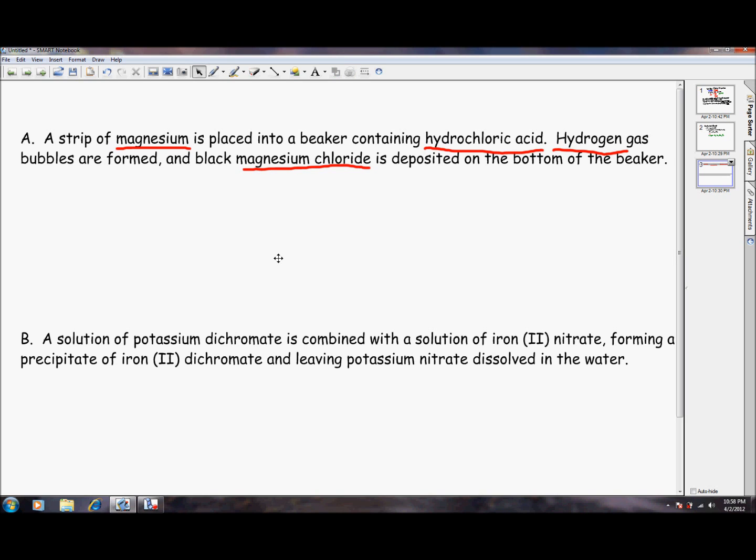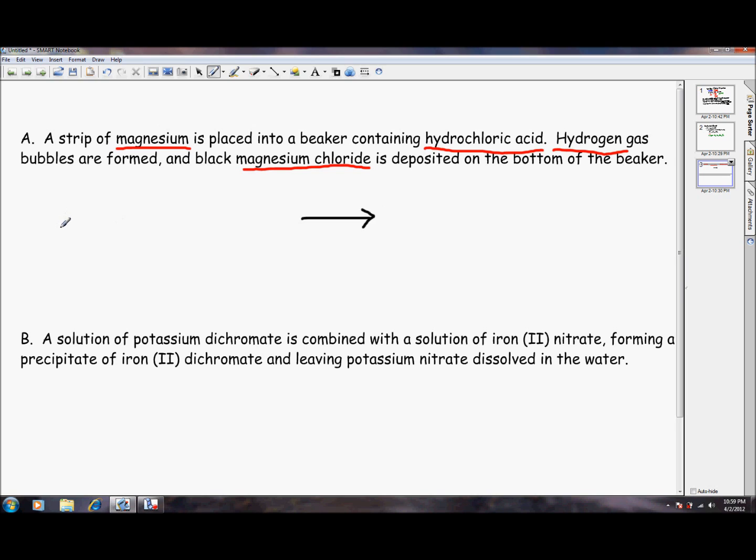Okay, the next thing you have to ask yourself is which ones are the reactants and which ones are the products. In other words, which of these will appear to the left of the arrow and which will appear to the right of the arrow. If you read this through very carefully, it says the magnesium is put into a beaker with hydrochloric acid. Now remember that the reactants are the substances that are combined together and then undergo the chemical change. So magnesium is going to be a reactant and hydrochloric acid is going to be a reactant.